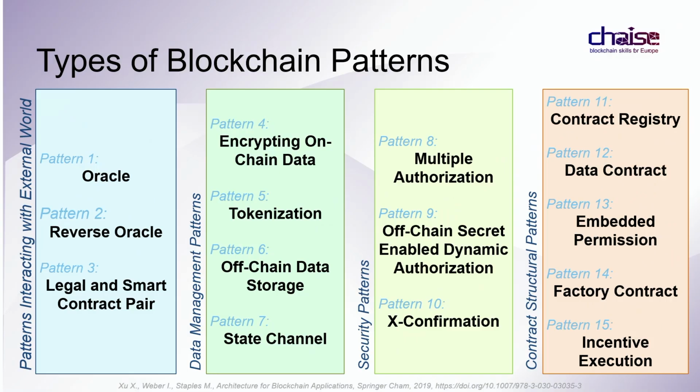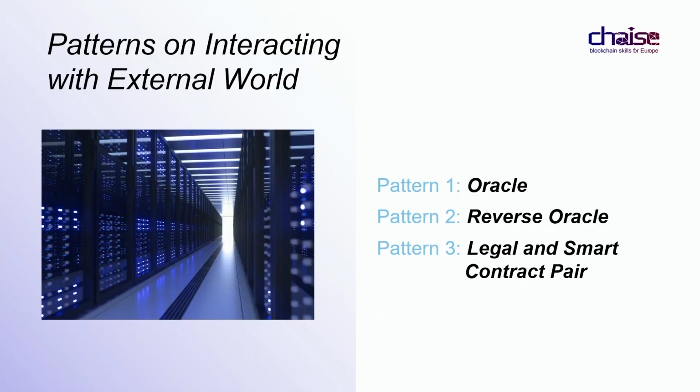We will speak about 4 different types of blockchain patterns: patterns interacting with the external world, data management patterns, security patterns, and contract structural patterns. Let's start with the patterns on interacting with the external world. And here we will see 3 different patterns: oracle, reverse oracle, and legacy smart contract peer.